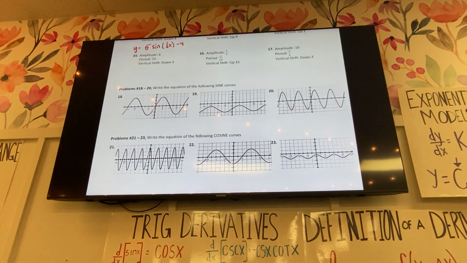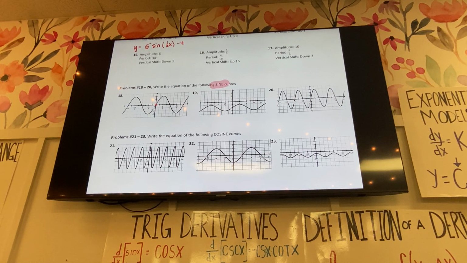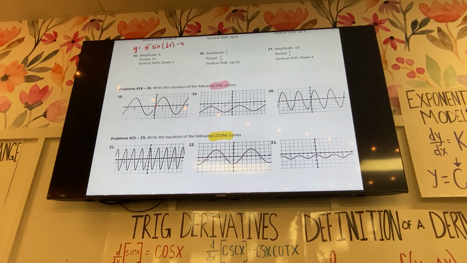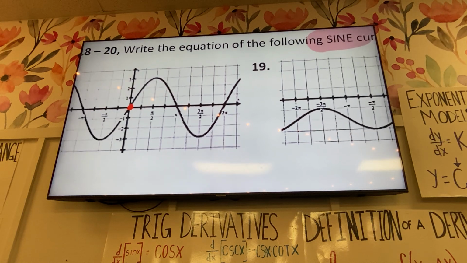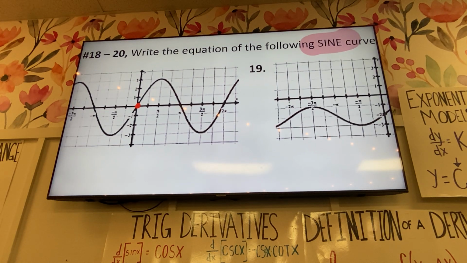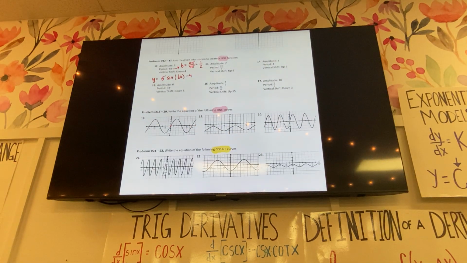All right, and then 18 through 20, these are sine curves, whereas 21 and 23 are cosine curves. All of your curves are starting at 0. So we are not shifting left and right yet, so your starting point will start at 0. Like on this one here, you see I did the red dot. That's your starting point, and then you do your 5 key dots after that. Does that make sense? Yes. All right. Y'all good? Yes.